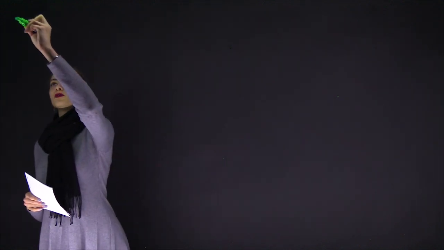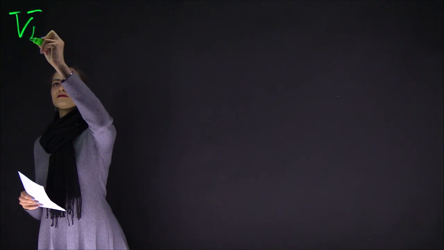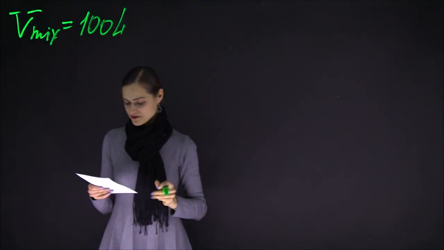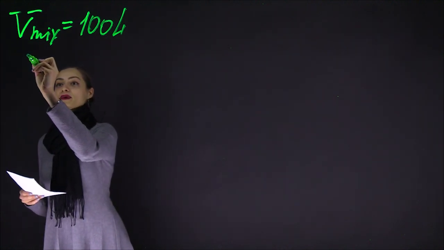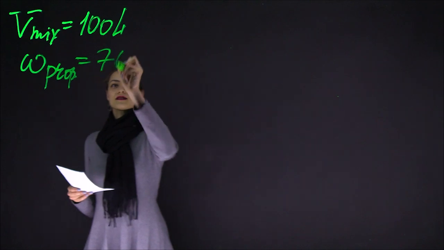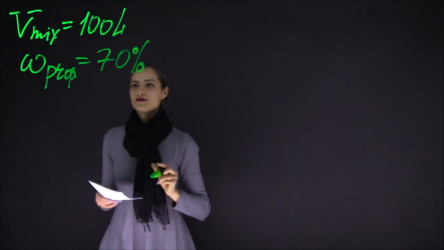Now we need to calculate the combustion reaction for the next mixture. We have a mixture of propane and butane, and the volume of this mixture is 100 liters. The mass fraction of propane is 70%.